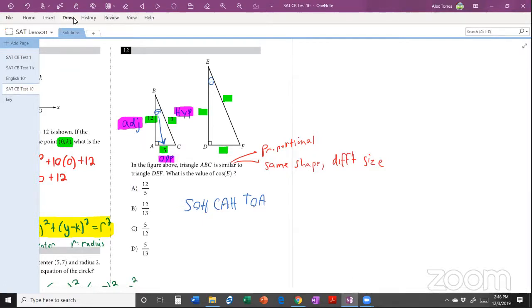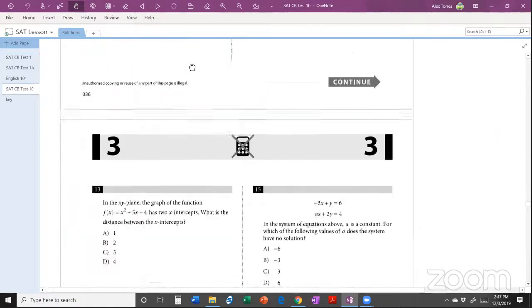So we're looking for the cosine of that angle. So cos is the adjacent over the hypotenuse. And for the triangle with B, the adjacent is 12, the hypotenuse is 13. And so our answer is B, because whatever we get for angle B, it's going to be the same thing for E because they correspond to one another in that manner. So the answer for 12 is B. And we're moving right along here.